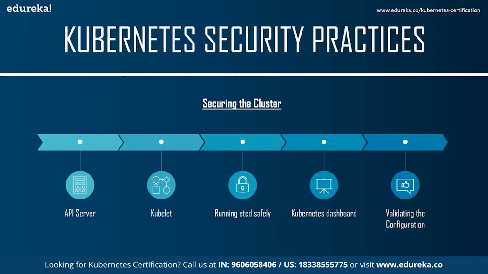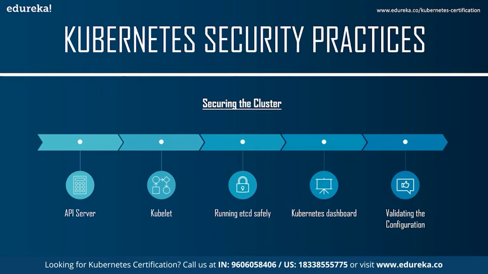That is, you can disable anonymous access with anonymous authentication equal to false, or ensure that requests are authorized by setting authorization mode to something other than always allow. You can also limit the permissions of kubelets by including node restriction. Finally, you can set read-only port to 0 to turn off the read-only port.